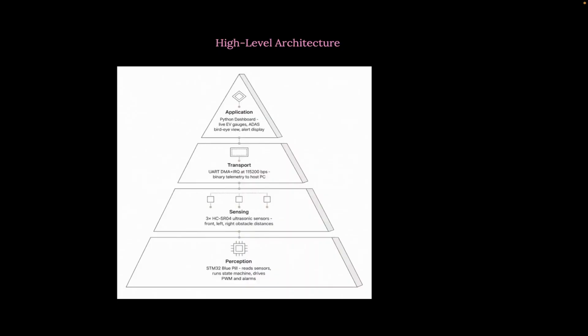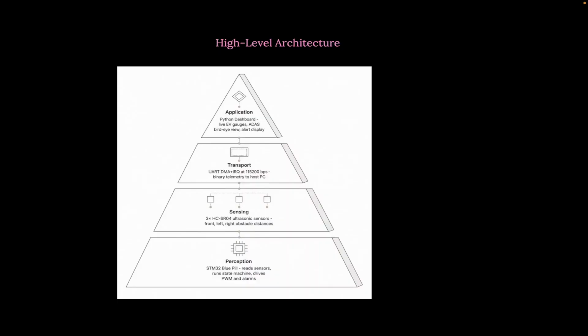Then the next is the transport. Transport refers to the transmission of data. As I've mentioned, we've used UART for this purpose at a baud rate of 115200 bits per second. This serves as the data communication between the embedded microcontroller and the host computer that we are using. It establishes the connection so we can send data and the values that we'll be processing.